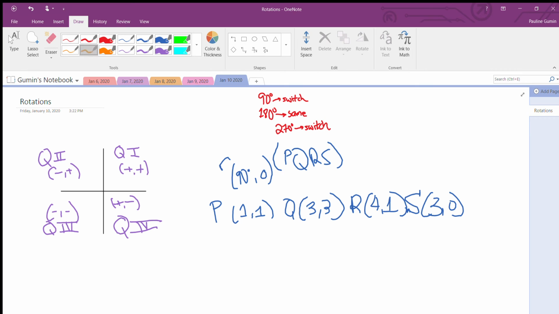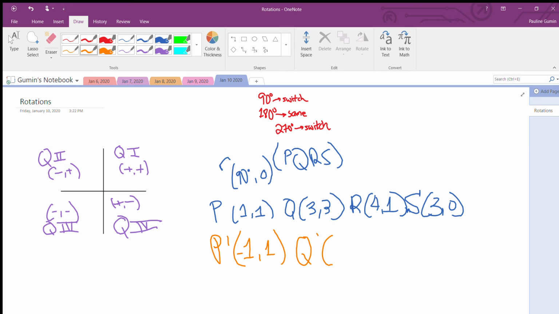Okay, let's use orange. P prime. I'm going to switch 1 and 1. Okay, well, I switched 1 and 1. Still 1 and 1. 1, 1 exists in quadrant 1. So if I move 90 degrees, it ends up in quadrant 2. In quadrant 2, my x's are negative. So I'm going to draw in a negative for my x.